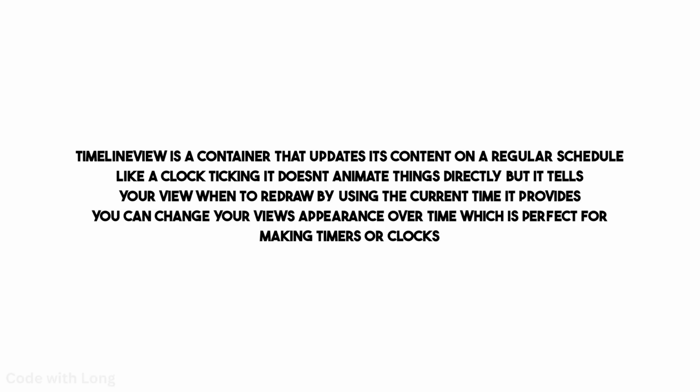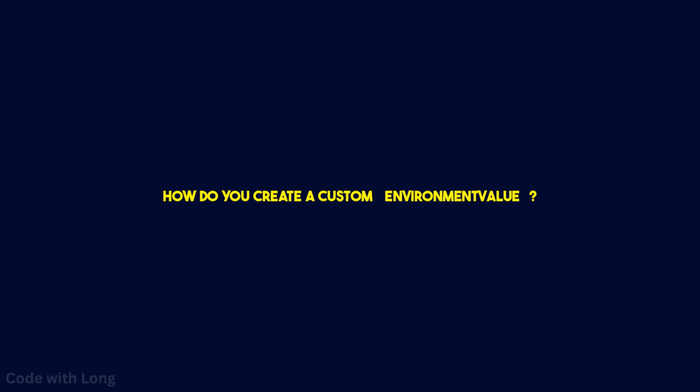What is the role of TimelineView in creating animations? TimelineView is a container that updates its content on a regular schedule, like a clock ticking. It doesn't animate things directly, but it tells your view when to redraw. By using the current time it provides, you can change your view's appearance over time, which is perfect for making timers or clocks.